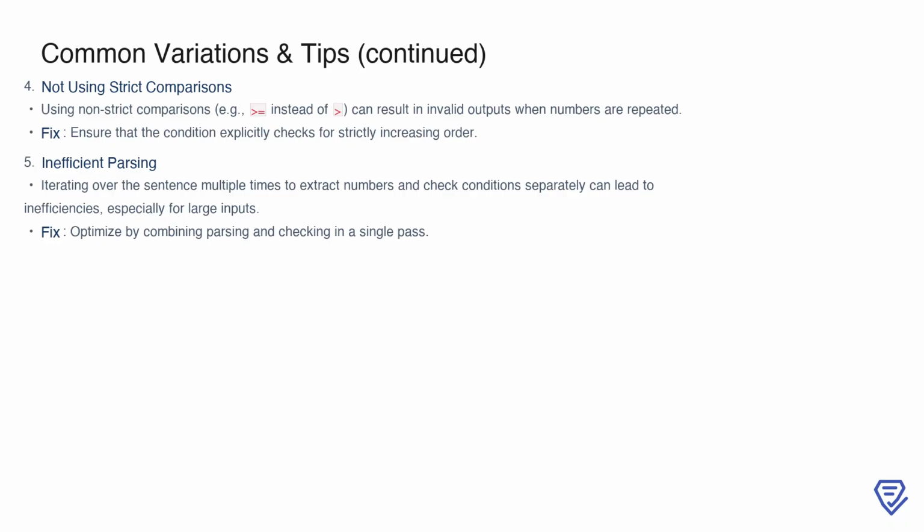Additionally, inefficient parsing can be a problem, such as iterating over the sentence multiple times to first extract numbers and then check conditions separately. This approach can become inefficient, particularly with larger inputs. To optimize, consider combining the parsing and checking steps into a single pass to streamline the process.